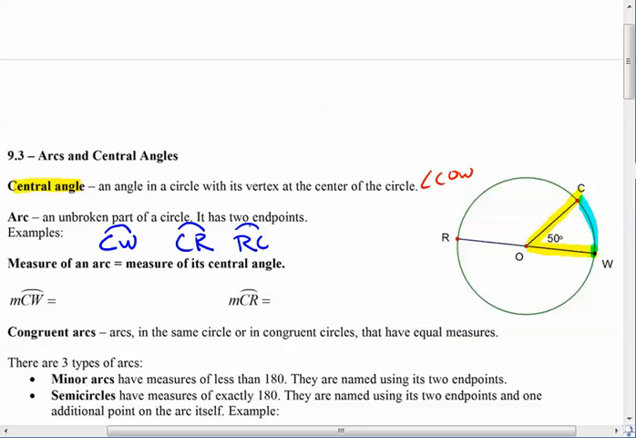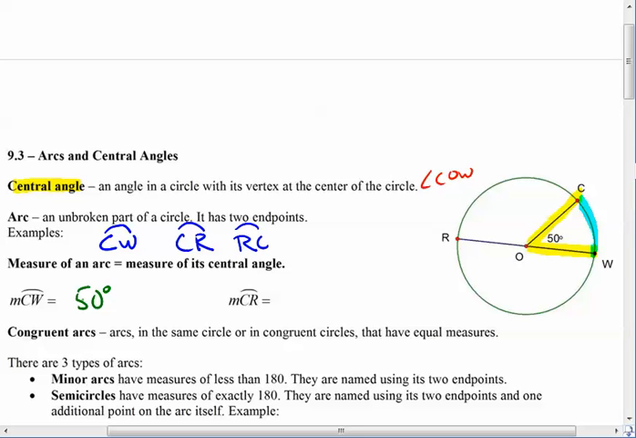How are we going to talk about how big an arc is? Well, there's actually a couple of different ways, a couple of different units. But for right now, we're going to talk about arc in kind of a surprising way. We're going to talk about it in terms of degrees. So how wide is the central angle that the arc sort of cuts off? So we're going to talk about arc CW, the measure of arc CW being 50 degrees.